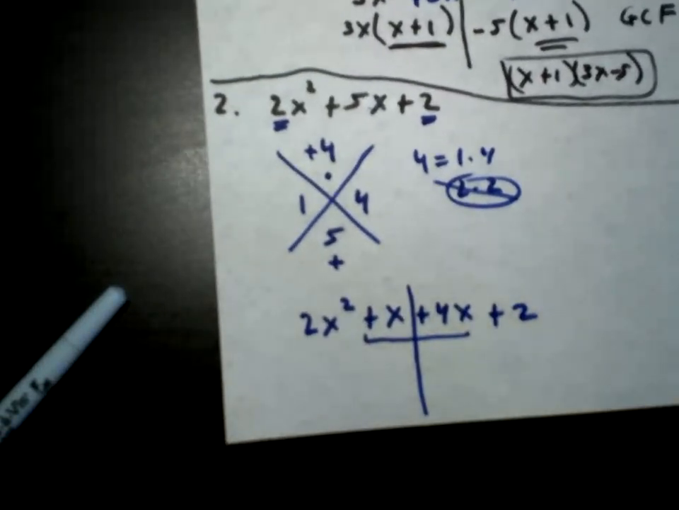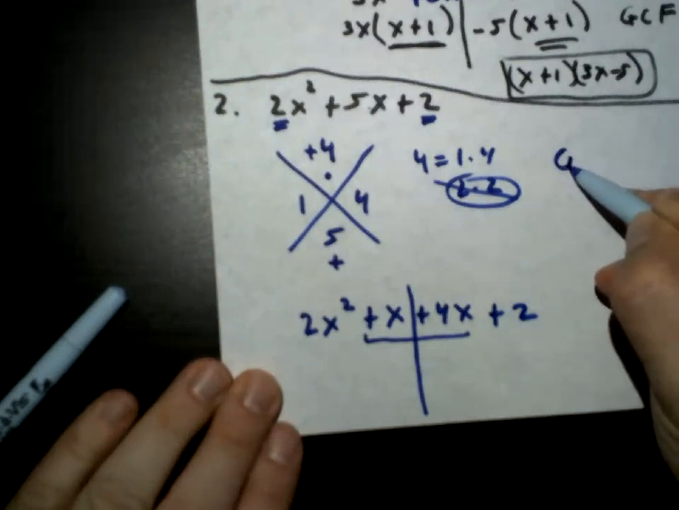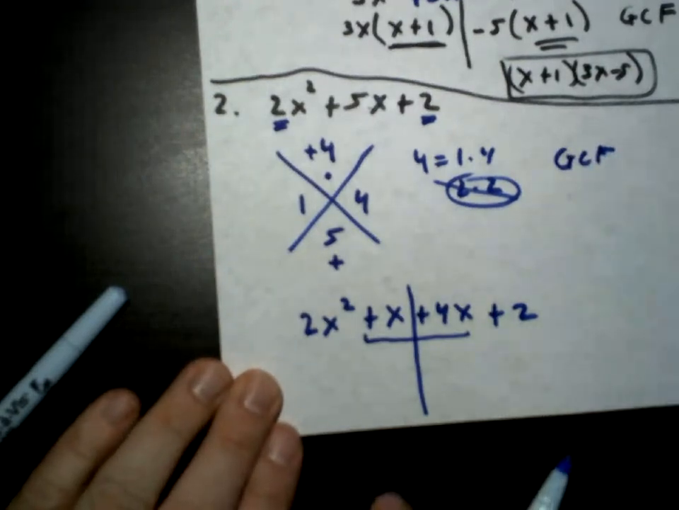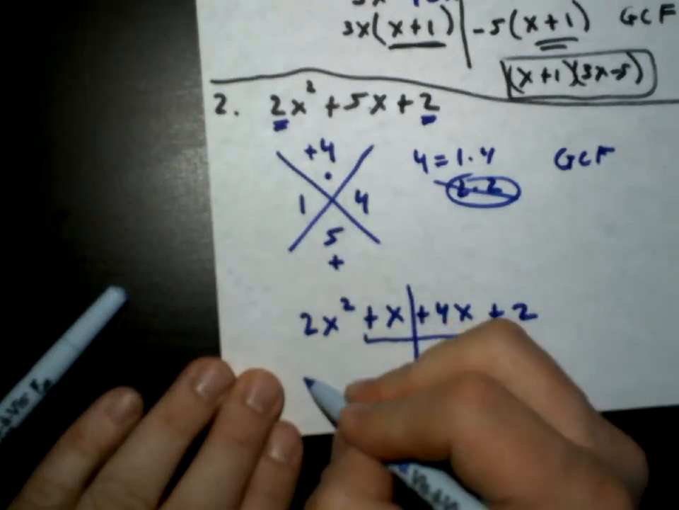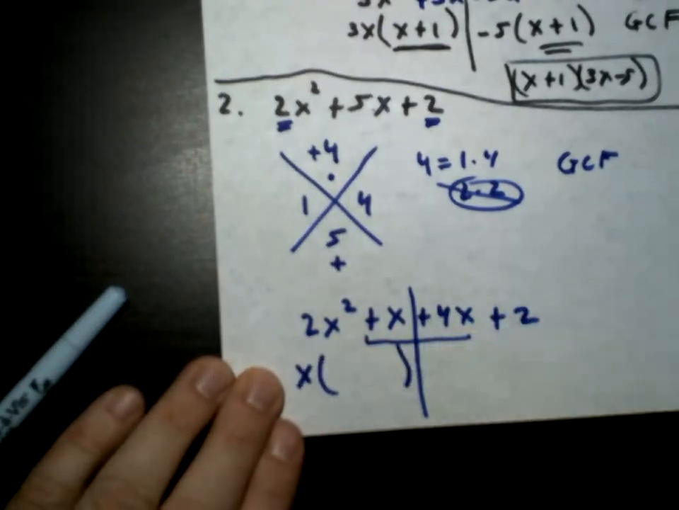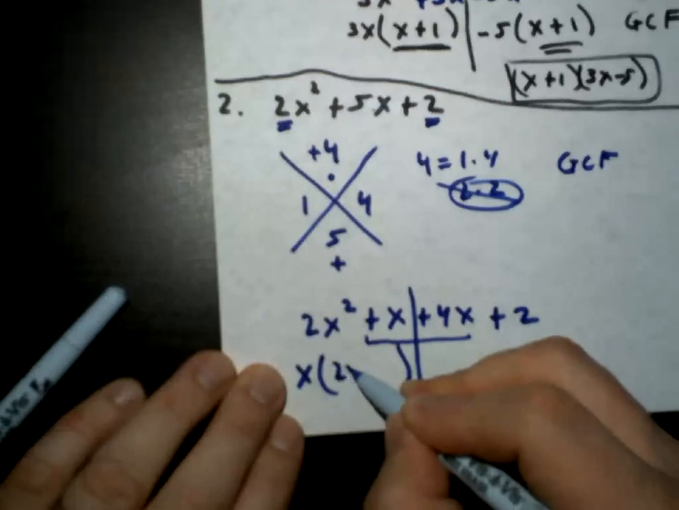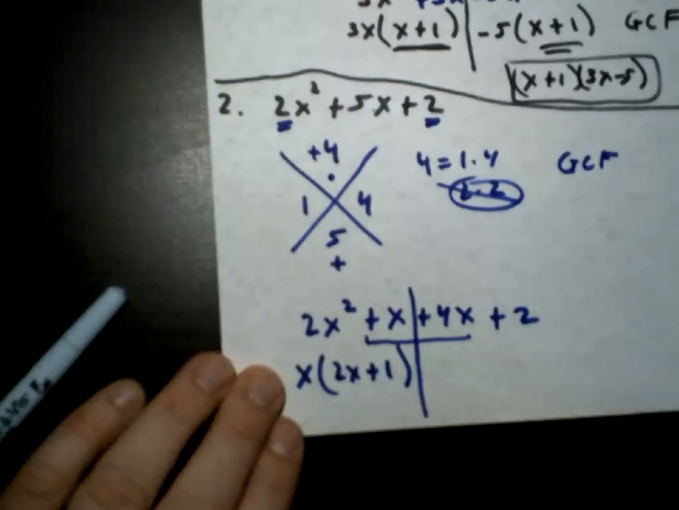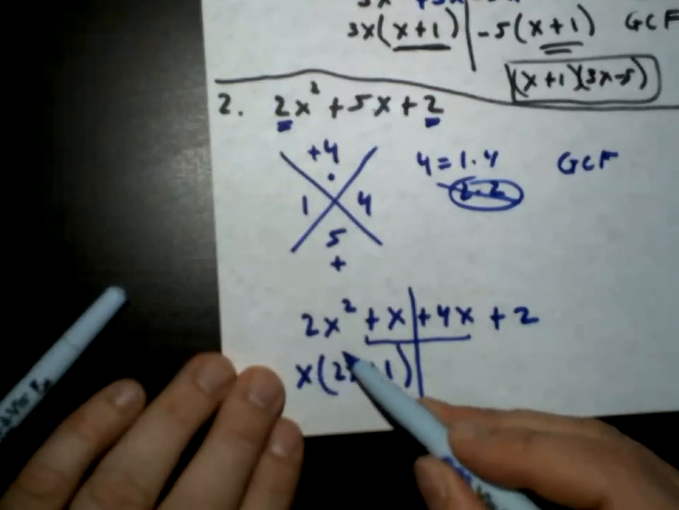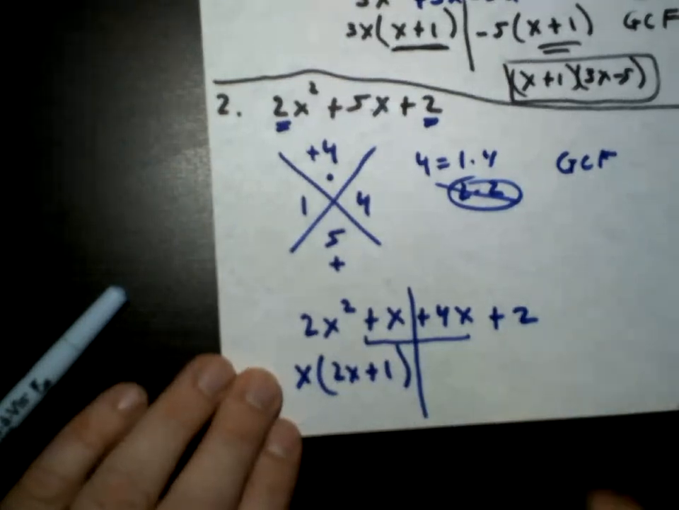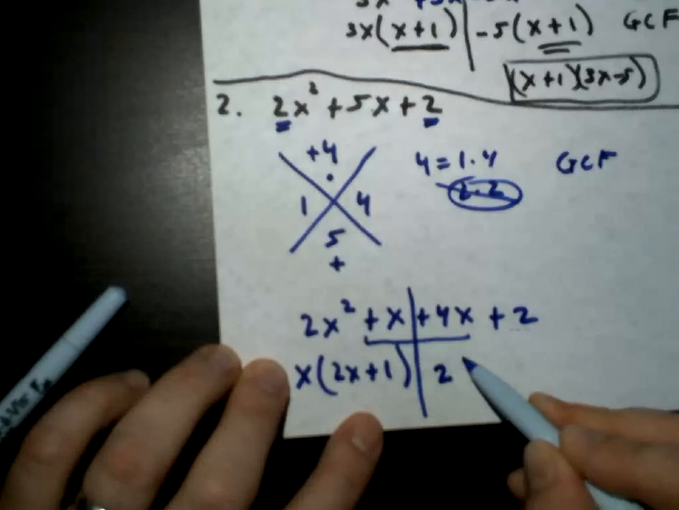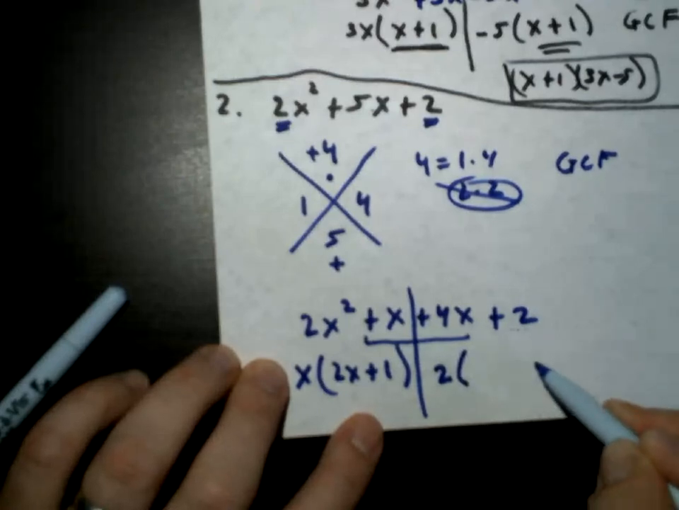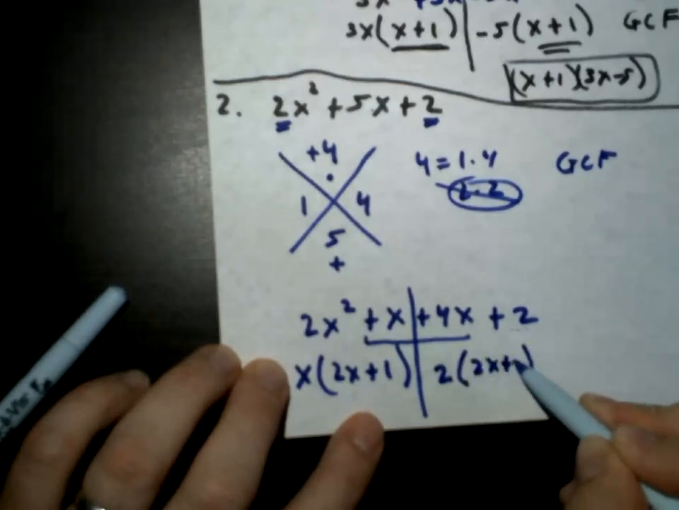And now you're going to do the GCF of both sides. GCF of this side, you have x squared here and x. I can take out an x, and what's left over? Well, that's 2x plus 1. If you can't do this, distribute this back to check. On this side, you see you have 2 and 4. The best thing is take a 2 out. What's left over? 2x plus 1.